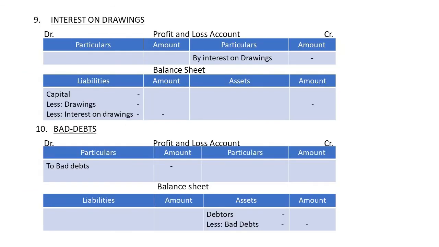Okay. Then next is interest on drawings. Now if the firm allows interest on capital, then it should charge interest on drawings by the proprietor. And thus interest on drawings is an income for the business. So it will be shown on the credit side of the profit and loss account, and for the proprietor it is an expense which reduces the amount of capital. So secondly, it will be deducted from the capital on the liabilities side of the balance sheet.